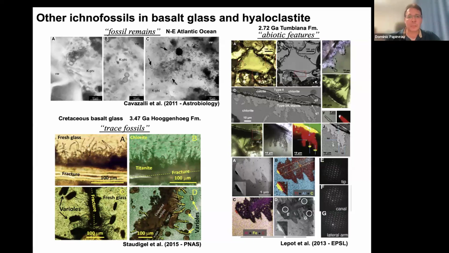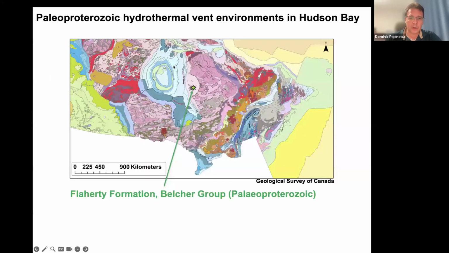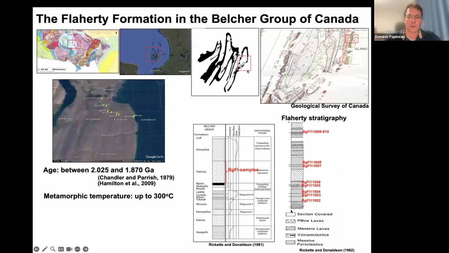And I had the opportunity to visit a place where these were occurring in concretionary hyaloclastite. I will show you a few pictures in the coming slides. Now I'm going to transport you to these very ancient hydrothermal vent environments in the Hudson Bay, right here in the Belcher Group, in the middle of the Superior Craton, which is color-coded in pink here. The age constraints are between about 2.025 and 1.870 billion years. The metamorphic grades are very low. The rocks are extremely well preserved. And it's in that formation, the Flaherty Formation, there's a number of pillow lavas interpreted with pyroclastic flows and massive lavas.